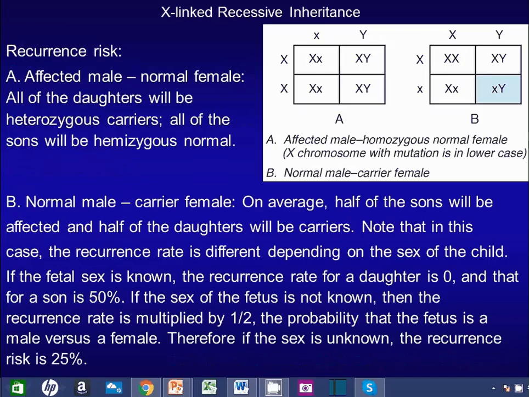When an affected male is mated with a normal female, all the daughters will be heterozygous carriers. All the sons will be hemizygous normal. When a normal male is mated with a carrier female, half of the sons will be affected and half of the daughters would be carriers.